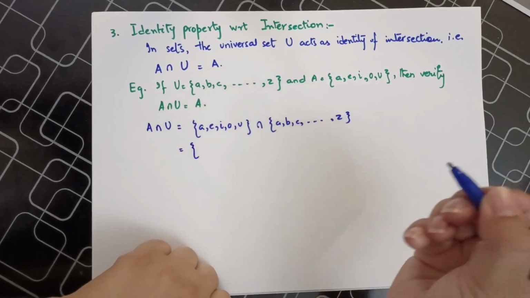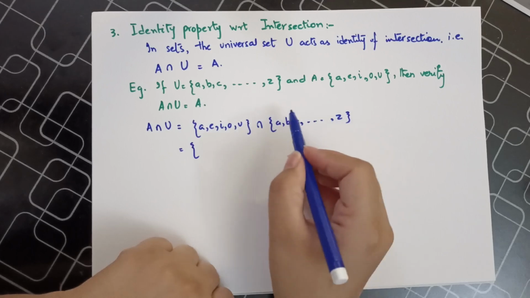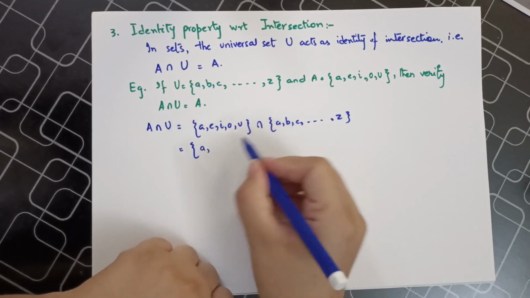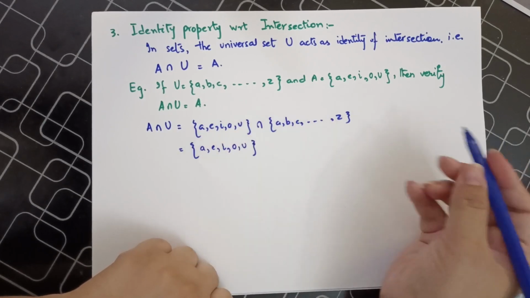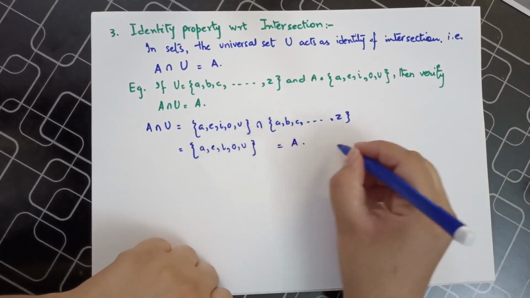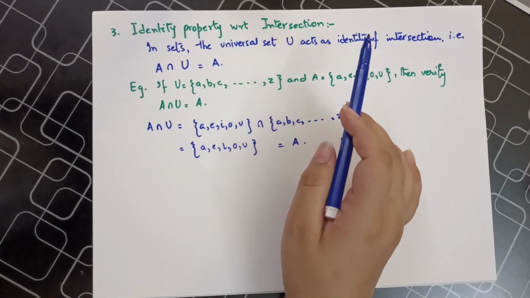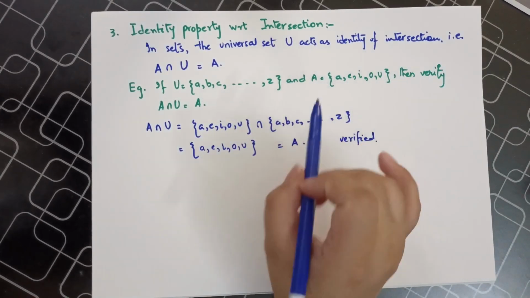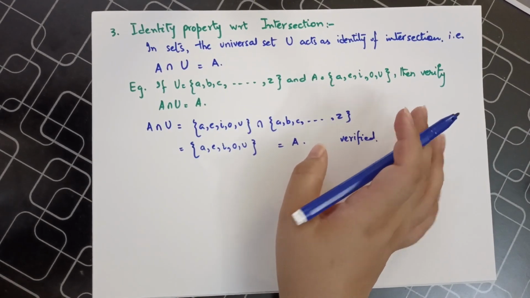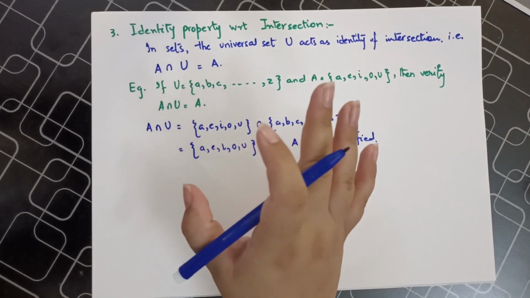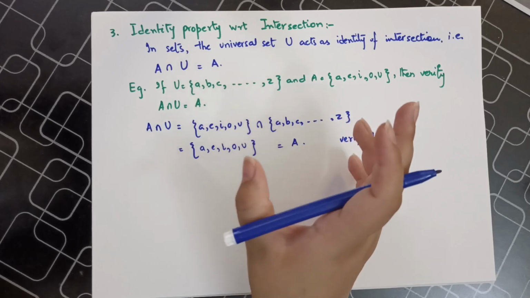Now, when we write the answer, we take out only the common elements which are present in the universal set. So A is also present, E is also present, I is also present, O is also present, and U is also present, which is equal to A. So it is verified that the universal set acts as the identity of intersection. So this identity property is also proved for intersection.